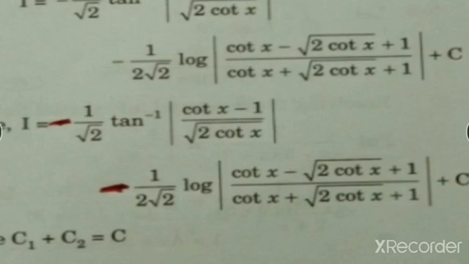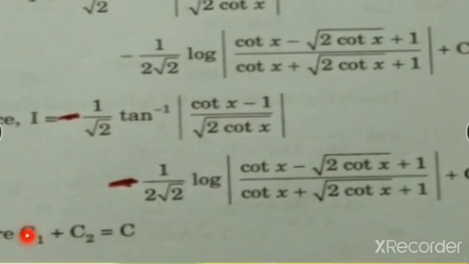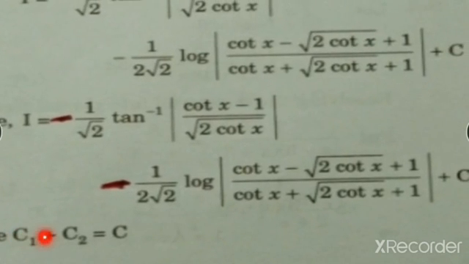As for I1 arbitrary constant is c1, for I2 arbitrary constant is c2. Adding these two, we are taking another arbitrary constant c.